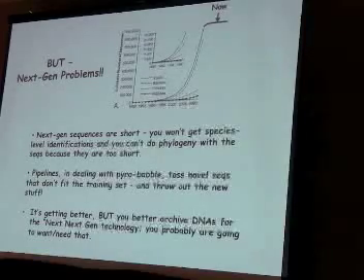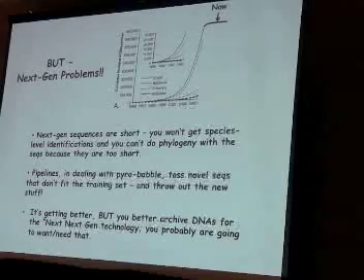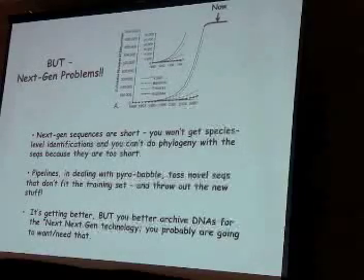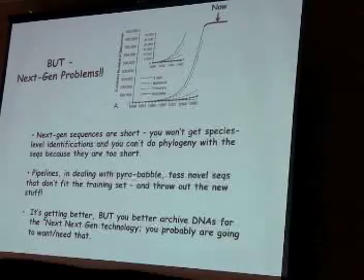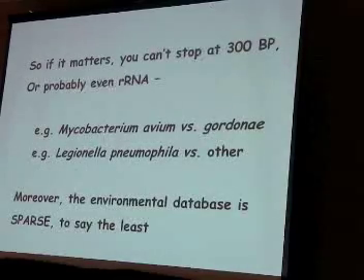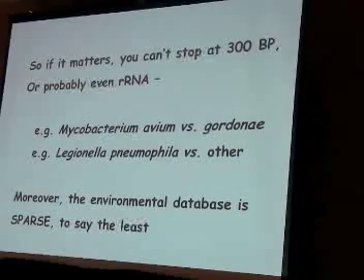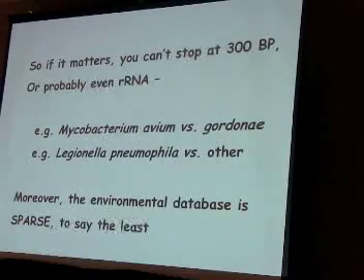And I don't care that it's getting better, but you better archive your DNAs for the next-gen technology, because you're probably going to want it. And I know a lot of DNAs aren't being archived, which should be. So it matters. You can't stop at 300 base pairs, and probably not even at ribosomal RNA.